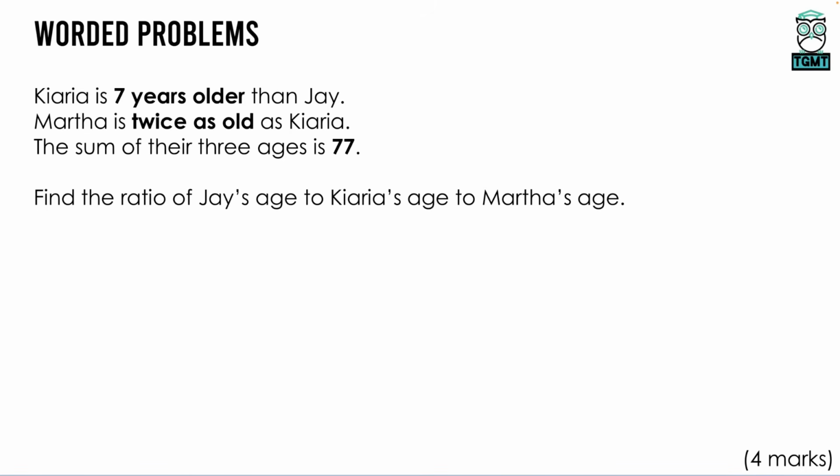Okay, so in this question we have a word-based problem. It says Kiara is 9 years older than Jay. Martha is twice as old as Kiara. The sum of their three ages is 77. Find the ratio of Jay's age to Kiara's age to Martha's age.